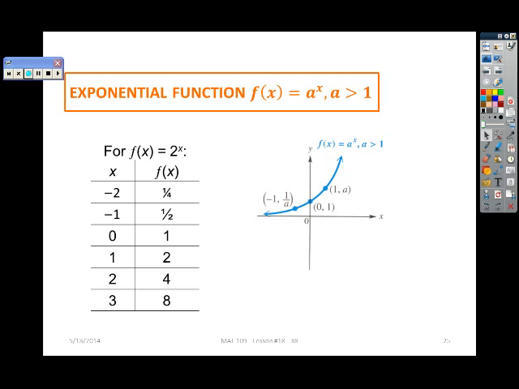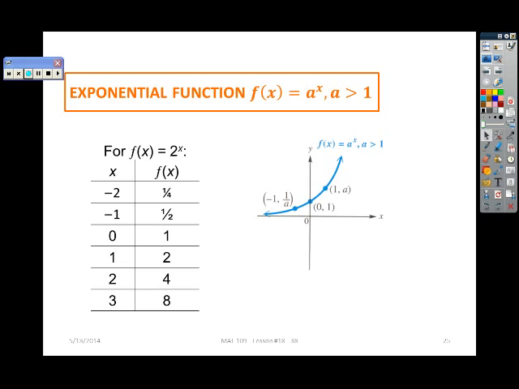And because 2 is a positive number, no matter what exponent I put in, I cannot make it negative. It's always going to be a positive number. So this function exists only above the axis. And as I keep increasing x, because this is larger than 1, the number keeps getting bigger. So it's an always increasing function.